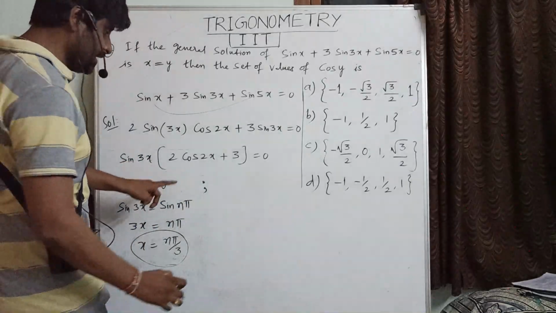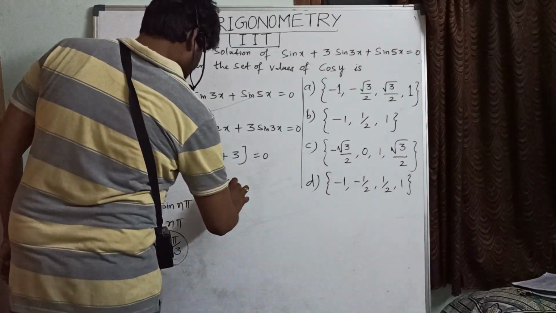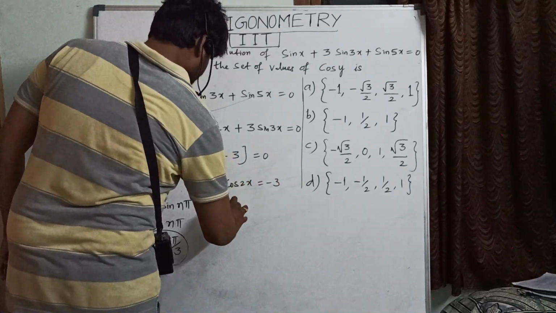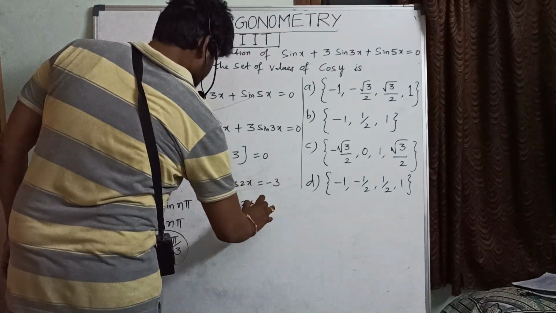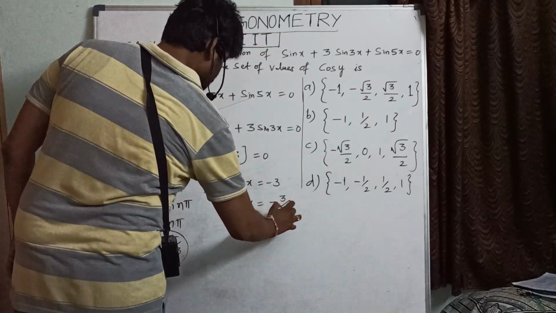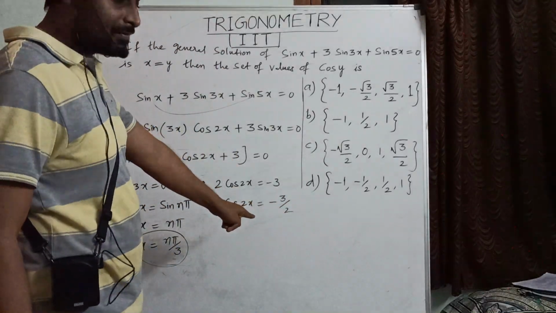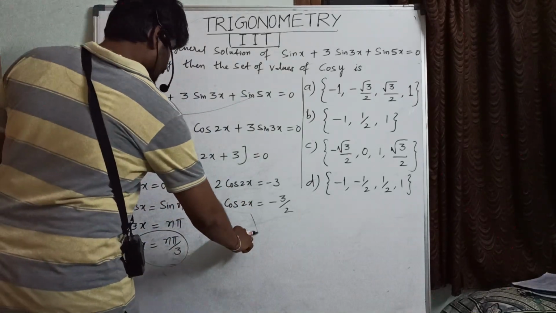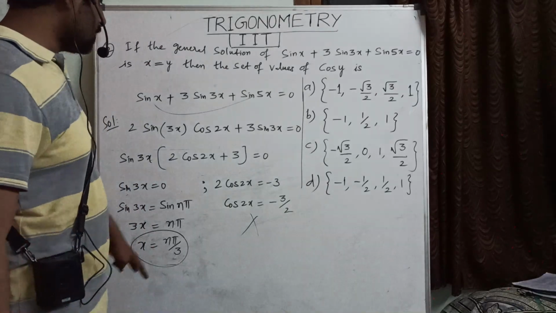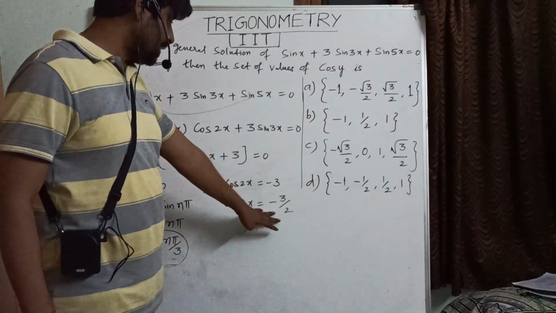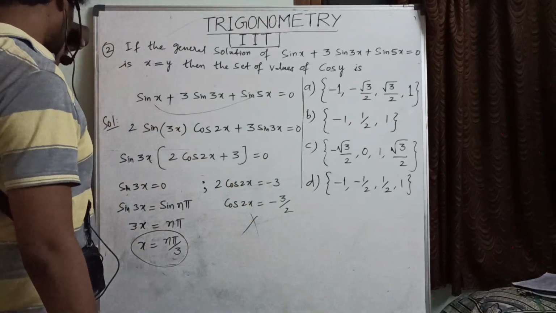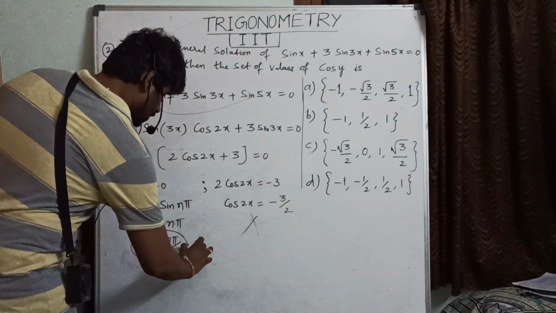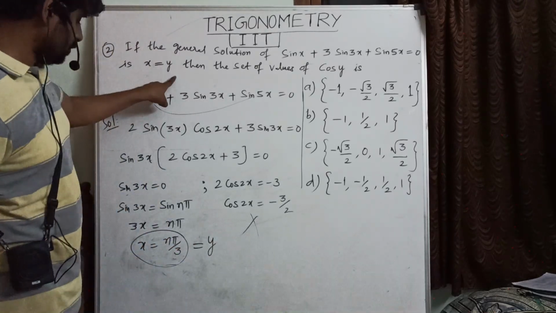Now from the other factor, what can I get? 2 cos 2x equals minus 3, so cos 2x equals minus 3 by 2. Can this be possible? Cos 2x equal to minus 3 by 2? No. So cos 2x equal to minus 3 by 2 is not possible. So we'll take x equal to n pi by 3, and this equals y, x equal to y given.